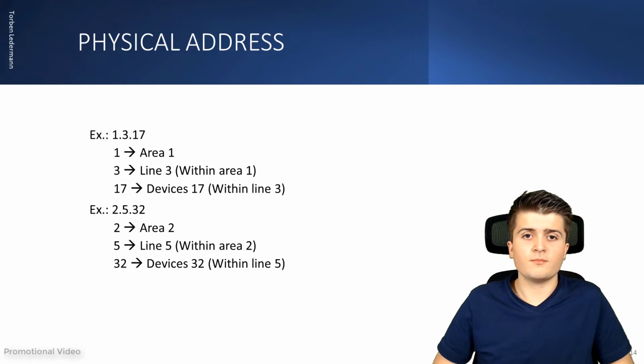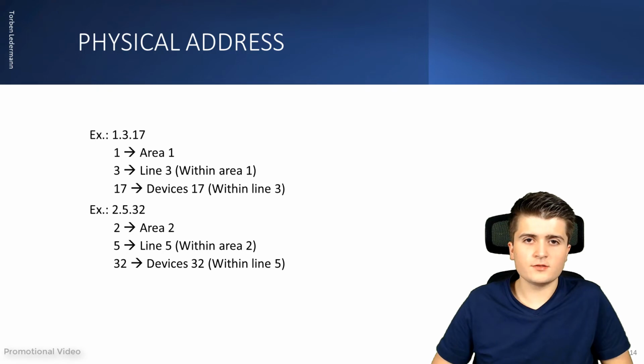The first two parts of the physical address are automatically assigned by the area and the line. So the first digit always indicates the area the device sits in. The second digit, the line of the area where the device sits in, and the last digit can be set freely, because this is the device ID which gets already set by the ETS as soon as you import the device into your project, but you can later on change it freely.